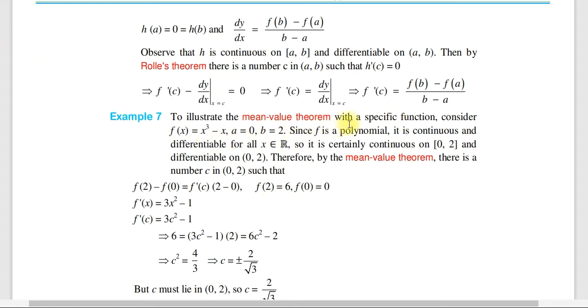So, for example, to illustrate the mean value theorem with a specific function, consider f of x equal to x cubed minus x, with a equal to 0 and b equal to 2. Since f is a polynomial, it is continuous and differentiable for all x in the real numbers, so it is certainly continuous on [0, 2] and differentiable on (0, 2). Therefore, by the mean value theorem, there is a number c in (0, 2) such that f of 2 minus f of 0 is equal to f prime of c times 2 minus 0.